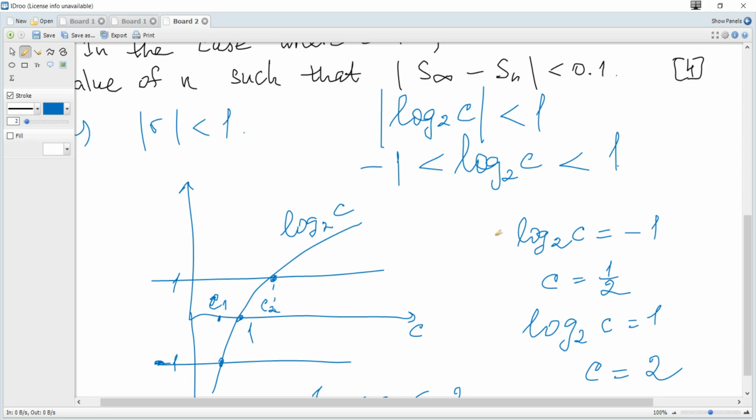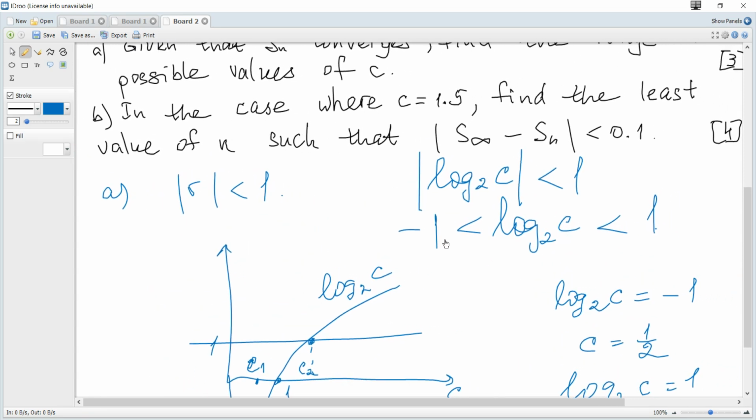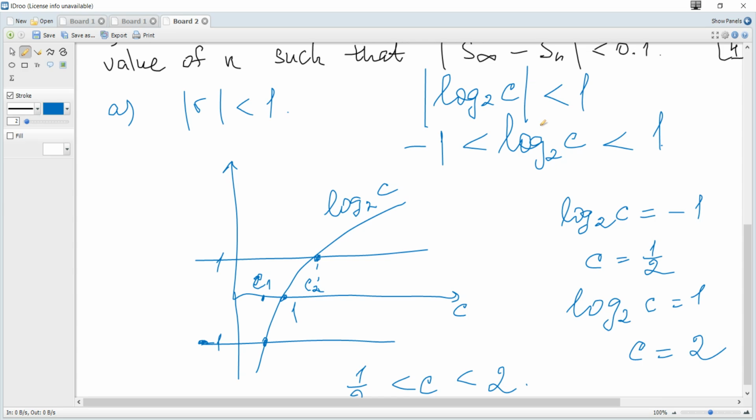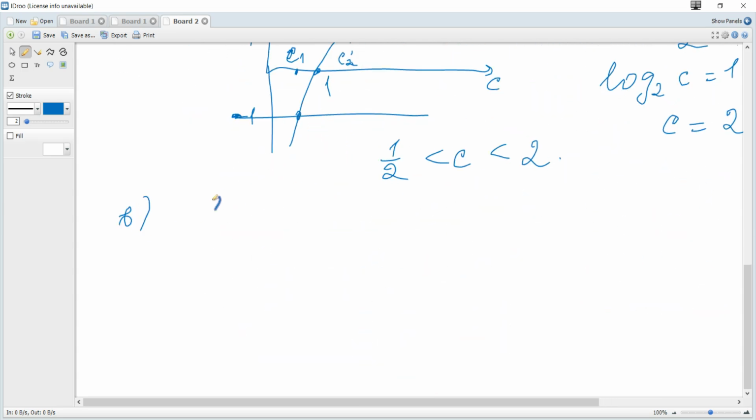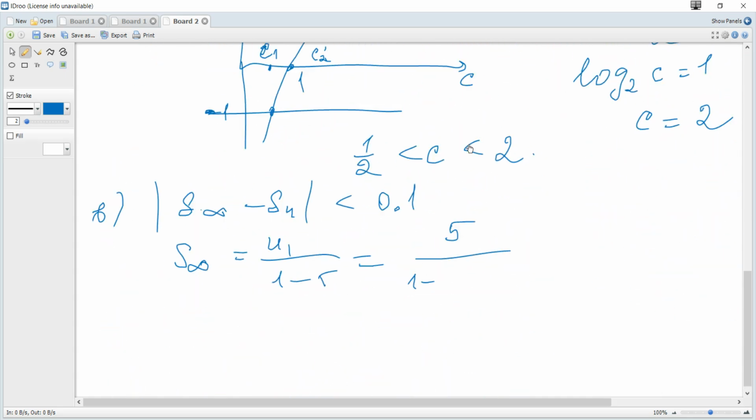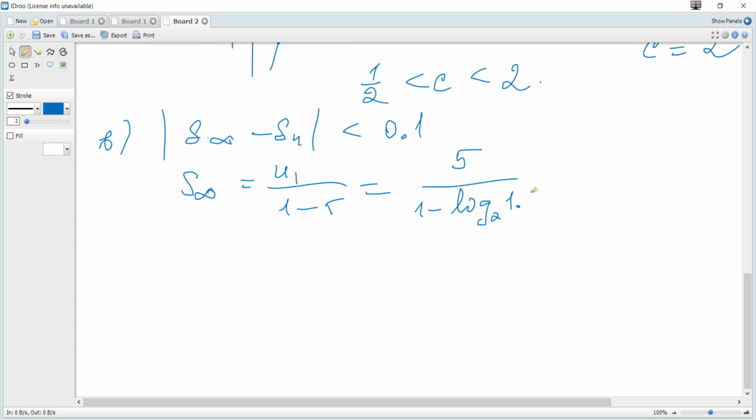The next question, B: in the case where C is 1.5, find the least value of n such that the sum to infinity minus Sn is less than 0.1. Using the formulas given in the data booklet, the sum to infinity is u1 over 1 minus the ratio, where u1 is 5 and the ratio is log 2 of 1.5.